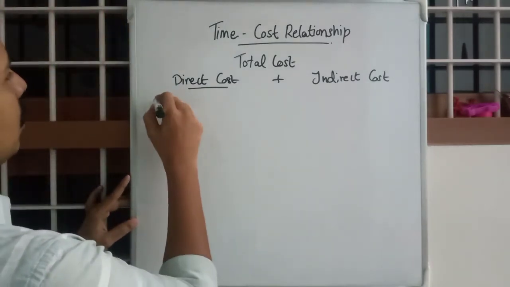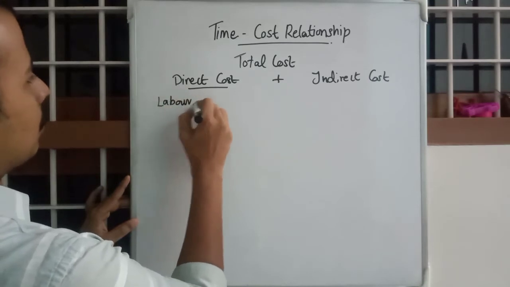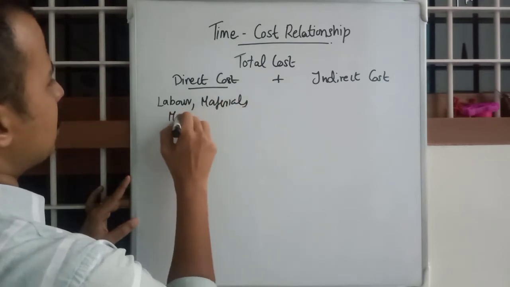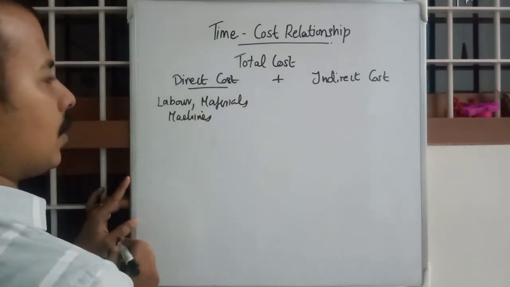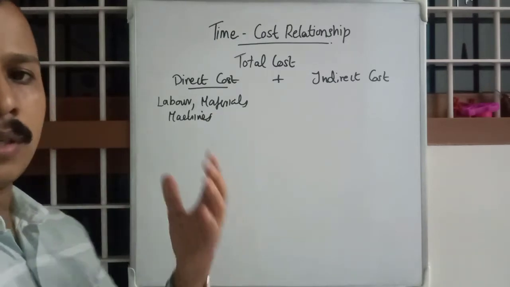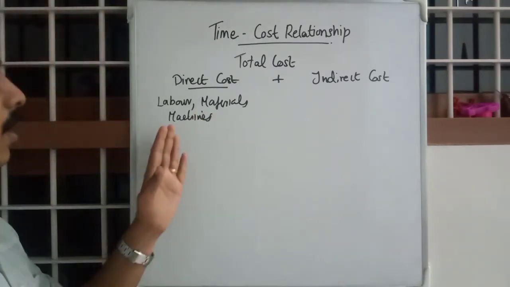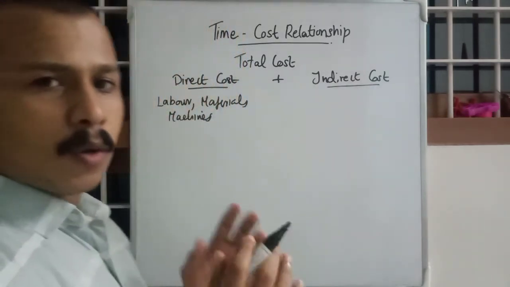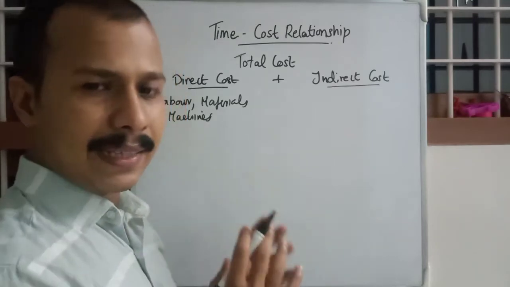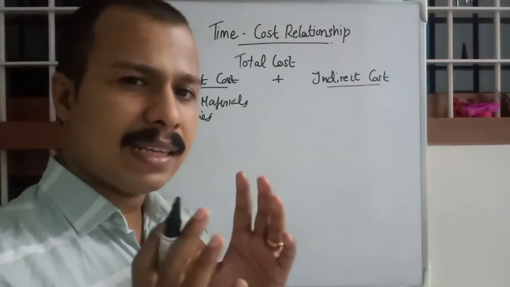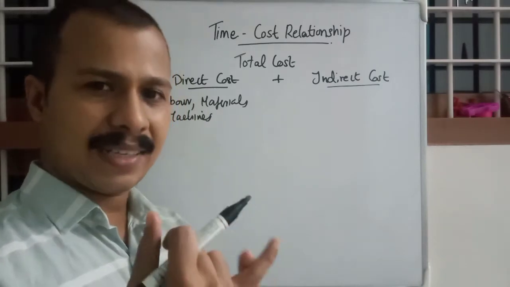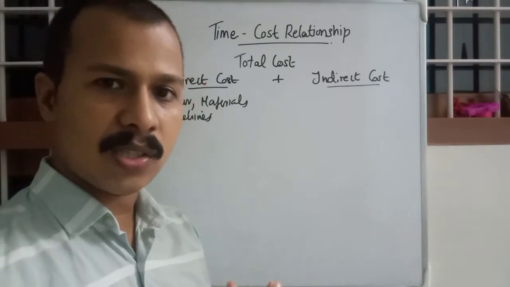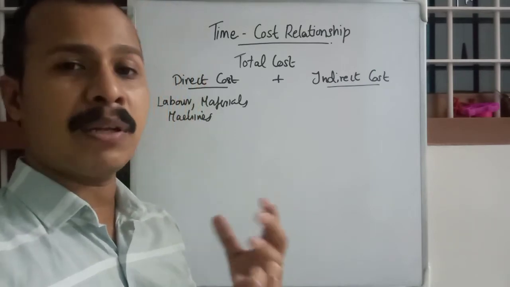So we will just write things. Direct cost includes labor, materials, machines, etc. Okay, so wages, receipts, etc. will be coming under direct cost. And for indirect cost, it will be the cost incurring not directly but having significant effect, such as rent of the building, administrative cost, security charges, insurance cost, depreciation, etc.